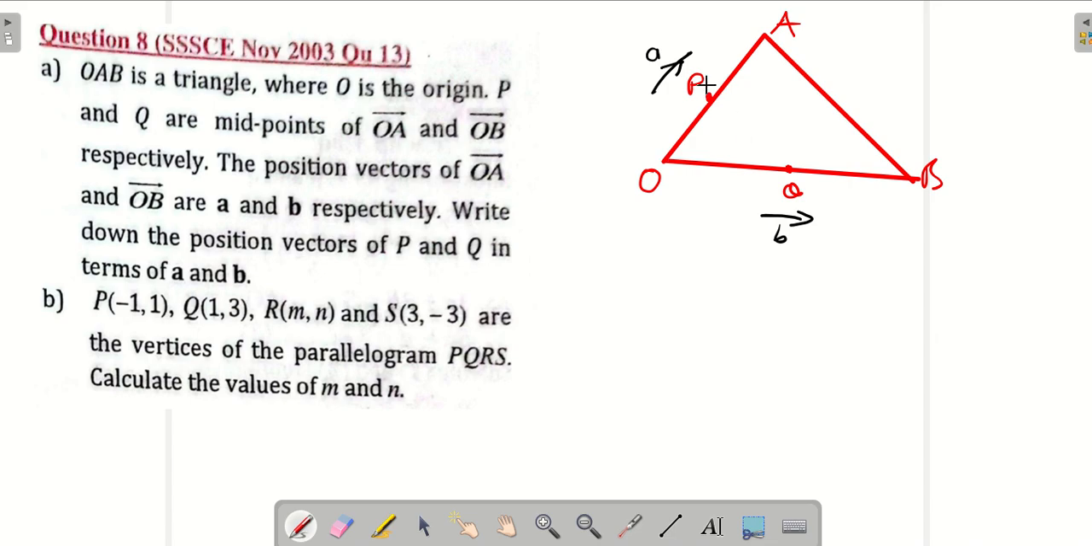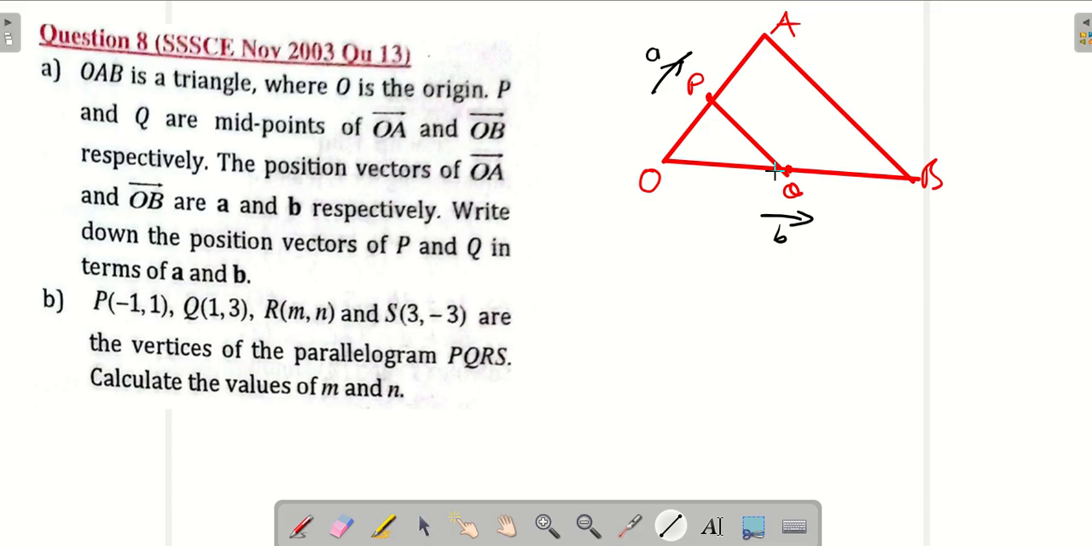So we need to write the position vector of P. Now we know that P is the same as OP. Is that right? OP. So to find OP, how do we find OP? We can join these together. We can join from P to Q together.